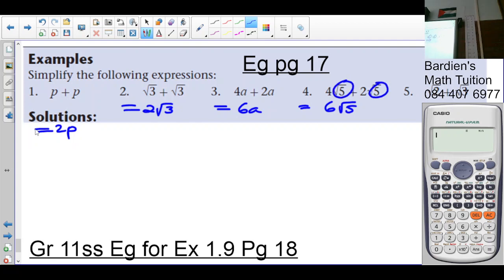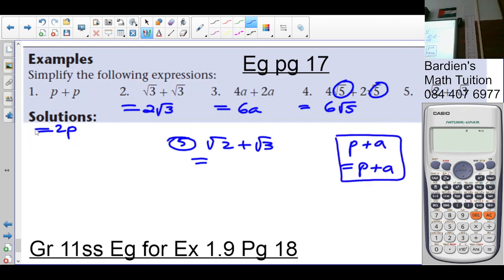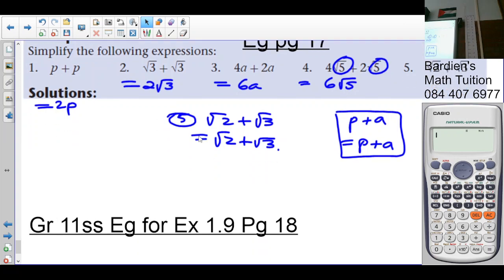If you look at number 5, you've got the square root of 2 plus the square root of 3. If you add p plus a, that is going to remain p plus a. Why? They are unlike terms. Likewise here, you've got the square root of 2 plus the square root of 3. They are unlike roots, so it remains root 2 plus root 3. Let's carry on.